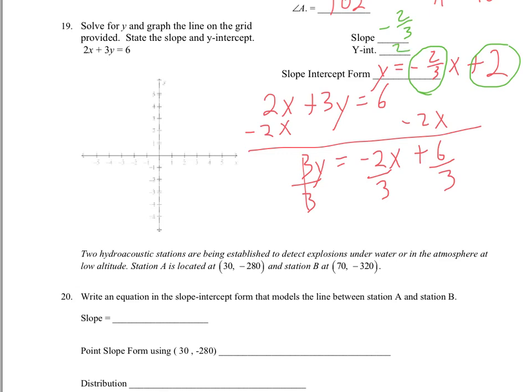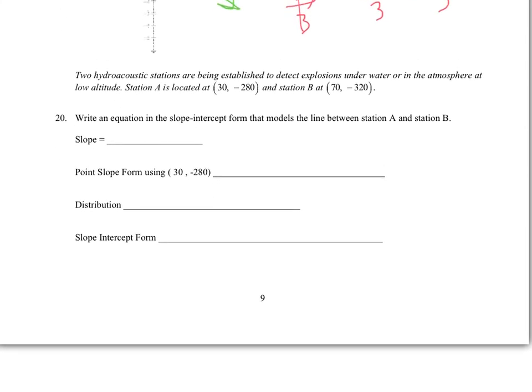And then we're going to graph it so it crosses the y-axis at 2, and it has a negative slope of 2/3, so it's going downhill from left to right. The rise is 2, 1, 2, the run is 3. So it's going to look something like that. Okay? Alright, moving on to number 20.